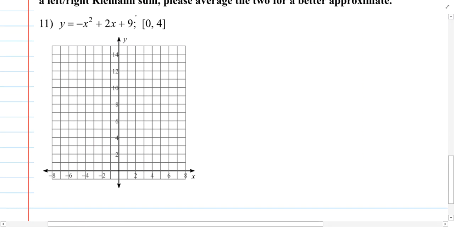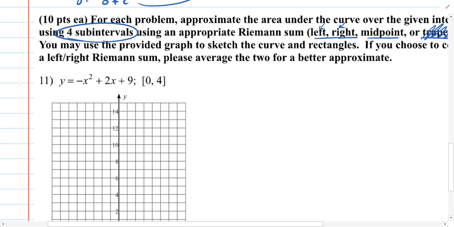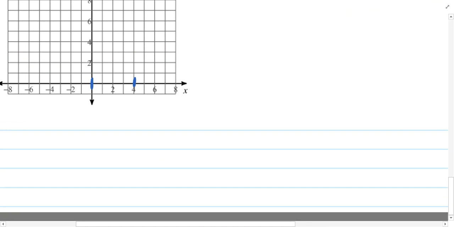So our job is to evaluate the area under this curve between 0 and 4. So right off the bat, I'm going to mark my interval between 0 and 4. And we're being told to use 4 sub-intervals. So the sub-intervals are here, here, and here. So now we've got 1, 2, 3, 4 sub-intervals, 4 rectangles that can be built based on the height of this graph.